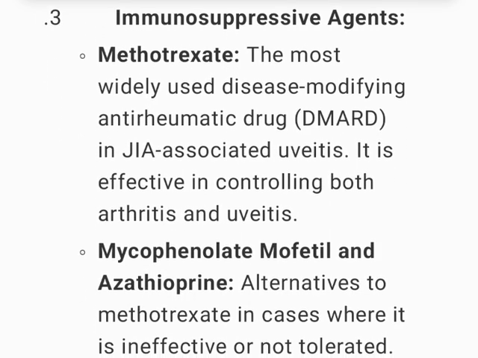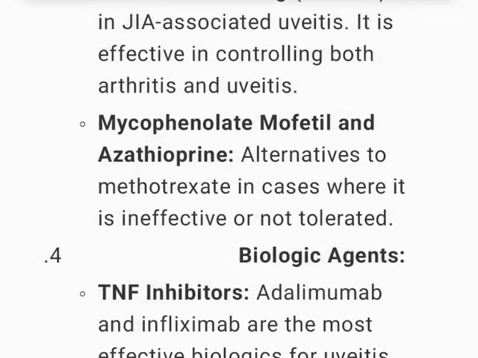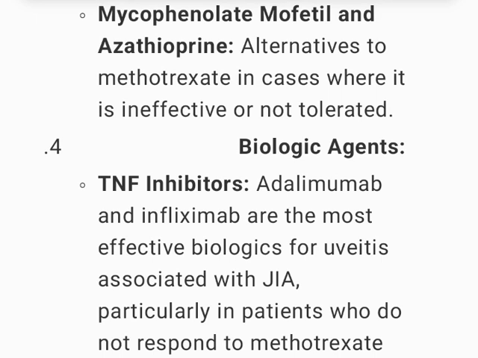3. Immunosuppressive agents. Methotrexate, the most widely used disease-modifying antirheumatic drug (DMARD) in JIA-associated uveitis. It is effective in controlling both arthritis and uveitis. Mycophenolate mofetil and azathioprine, alternatives to methotrexate in cases where it is ineffective or not tolerated.